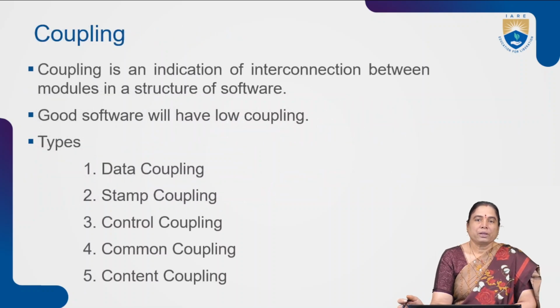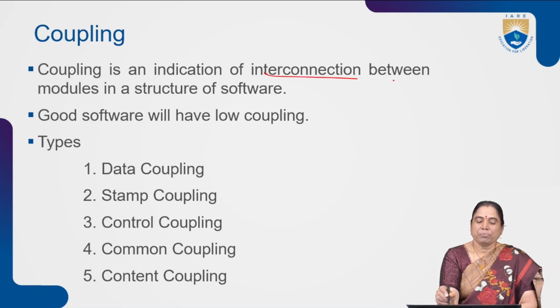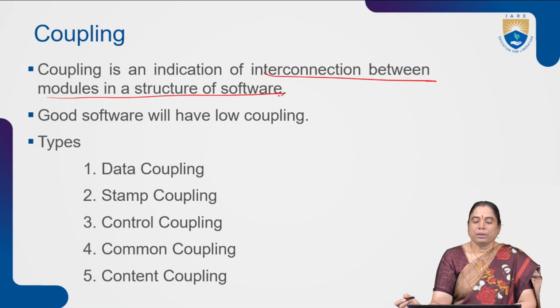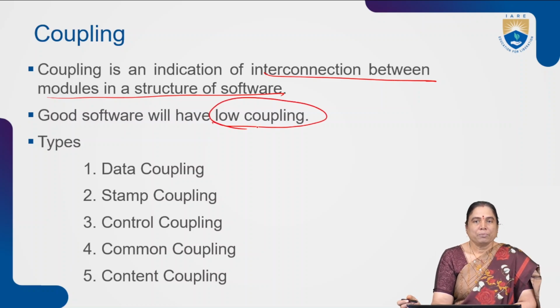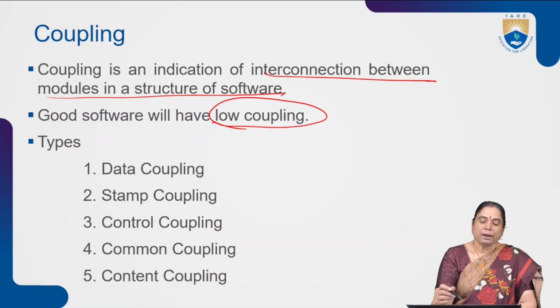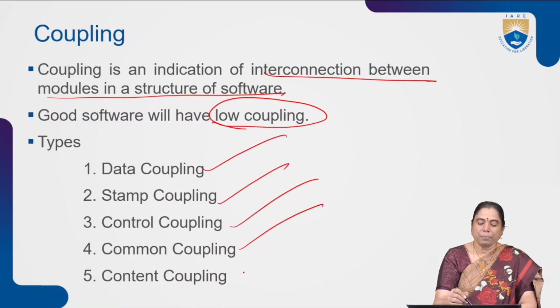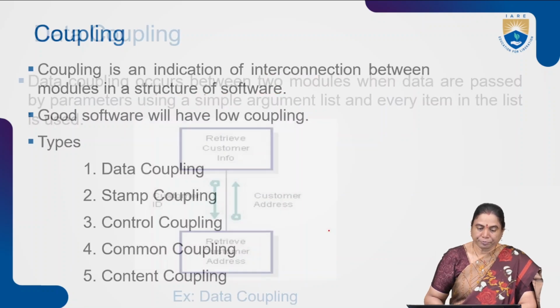Another term that greatly impacts functional independence is coupling. Coupling is an indication of interconnection between the modules in the structure of the software. So in the architecture, coupling plays a major role. A good software design will have low coupling. The major types of coupling are data coupling, stamp coupling, control coupling, common coupling, and content coupling.